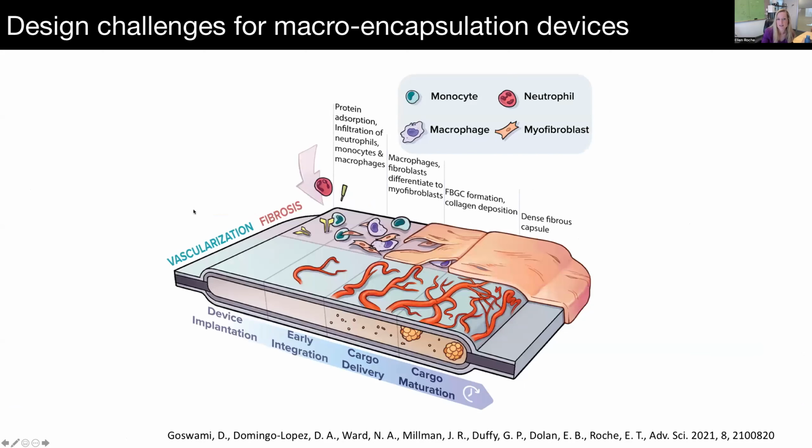In addition to this, there's a process that happens over time when you implant such a device. In the beginning, there's an acute immune response, where you get neutrophils infiltrating, then you get macrophages and fibroblasts differentiating to myofibroblasts. You start to get collagen deposition over time and eventually get a dense fibrous capsule. And this impedes the function of such a macro encapsulation device because you can no longer sense glucose or deliver insulin from your cell cargo.